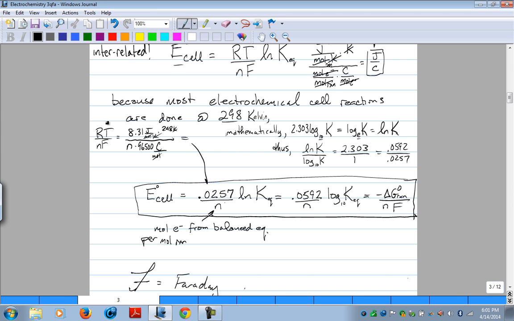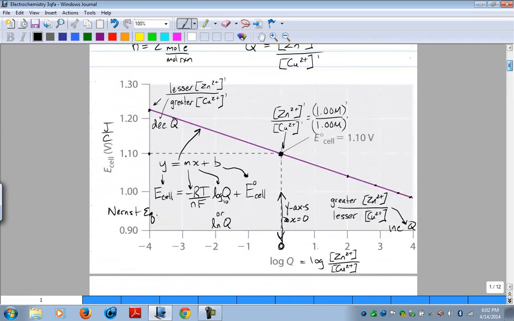So with R as a constant, the temperature at 298 Kelvin a constant, and F a constant, the only variable is n, the number of moles of electrons per mole of reaction, which you could see from the Nernst graph for a given electrochemical cell. The slope of the line is going to be equal to negative RT over nF, and at 298 K, that's just going to be negative 0.0257 divided by n.